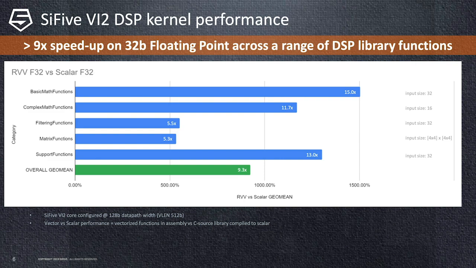And this is actually done on very small data sets. I would consider this probably a conservative view of what you can see if you scale up the data set size further. Oh, and just for full disclosure, this is comparing vectorized assembly versus scalar source compiled to the CPU.